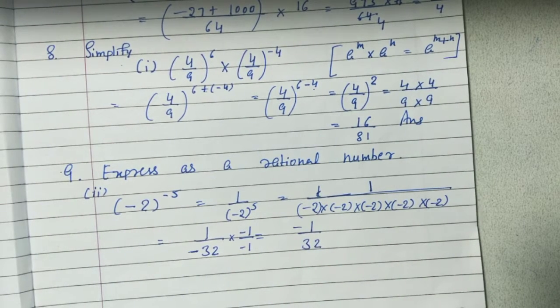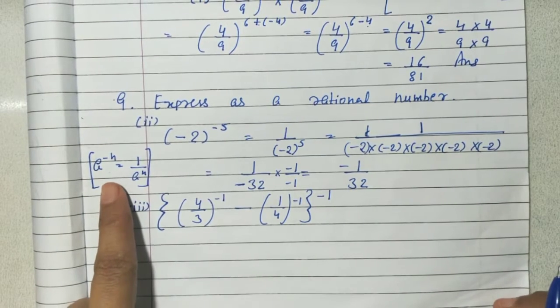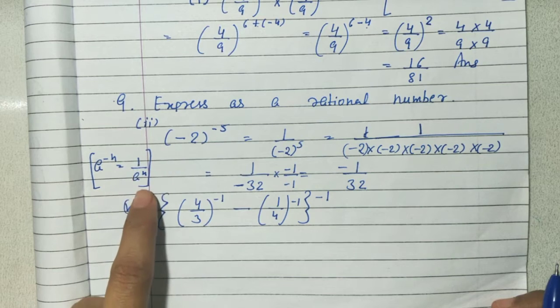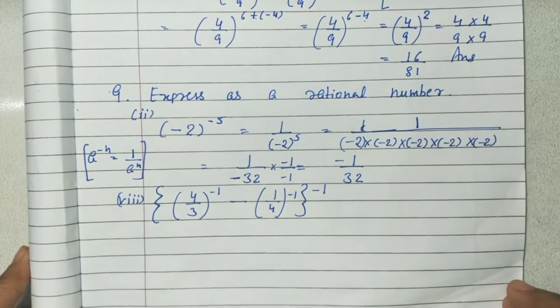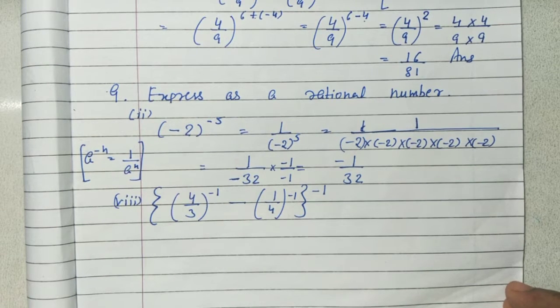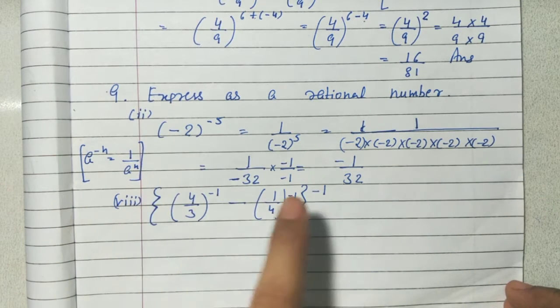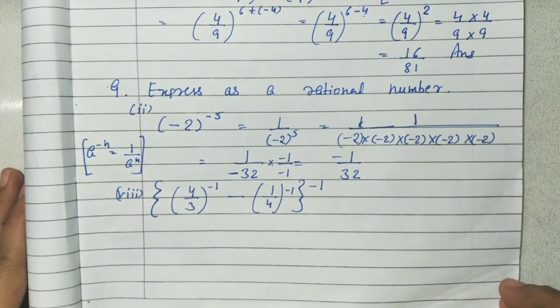This is your answer. Yes class, which identity have we used in question number 9, second part? a raised to power minus n is equal to 1 by a exponent n. Now I have taken one more part. There are so many parts, a total of 10 parts in the 9th question. I am doing the parts which I think you may find difficult, and still if there is any doubt you can ask your doubt on your WhatsApp group also.